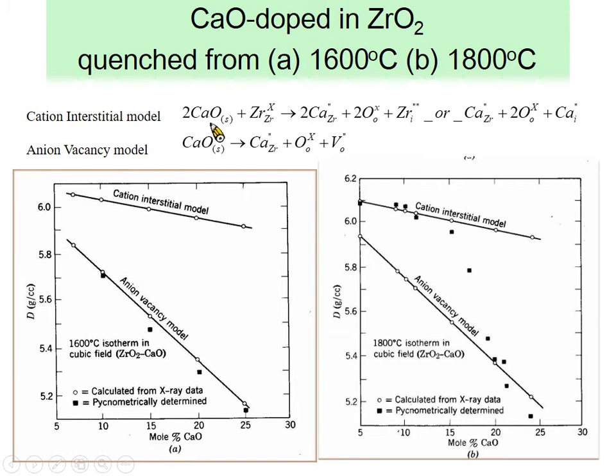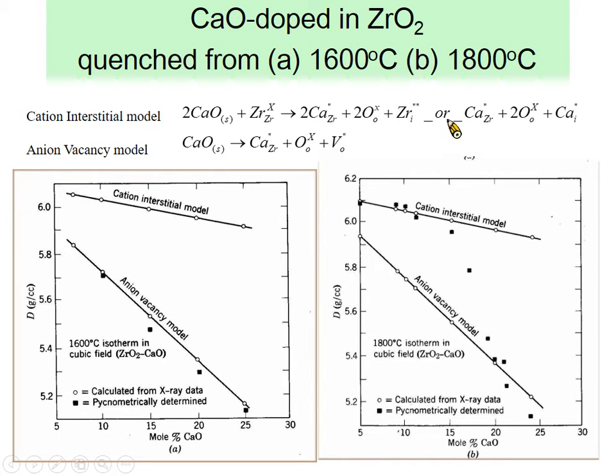When we put the calcium oxide into the zirconia, after the reaction at 1600 or high-temperature holding, the calcium will replace the zirconium and show a two-negative charged condition. And then we will have oxygen still occupying the oxygen site, but we will expel the zirconium to the interstitial site. And in this condition, the zirconium will have a two-positive charged condition.